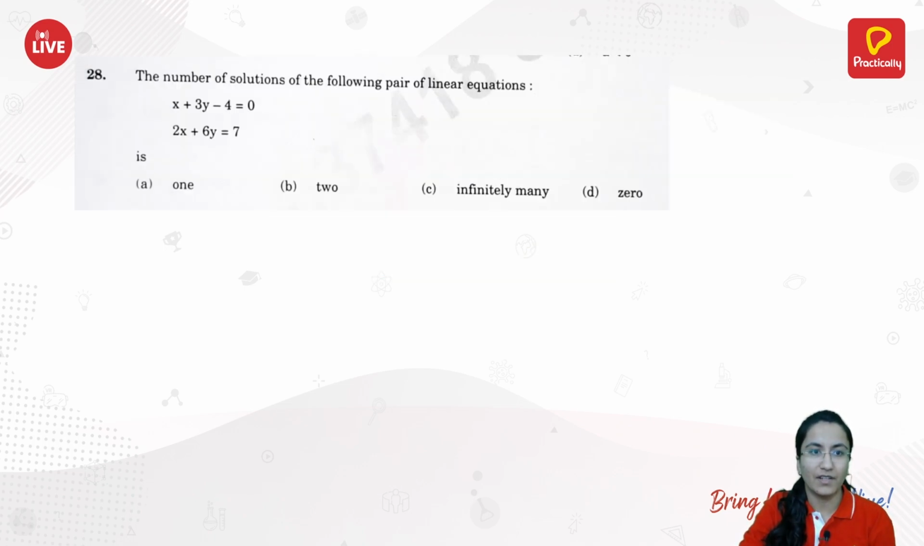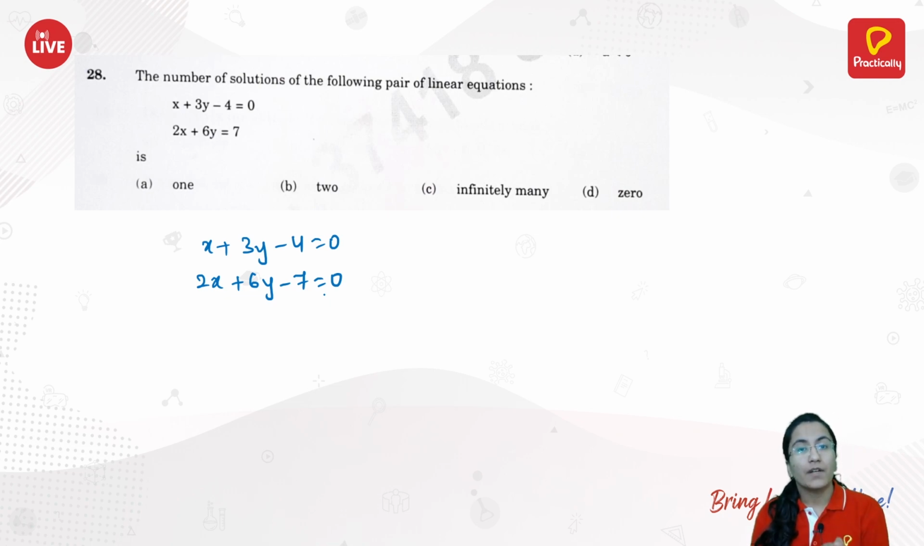Next question here you have is, the number of solutions of the following pair of linear equations. Number of solutions you are supposed to find. Let's first write both the equations in standard format. x plus 3y minus 4 equal to 0. This is already in standard format. Next you have 2x plus 6y minus 7 equals to 0.